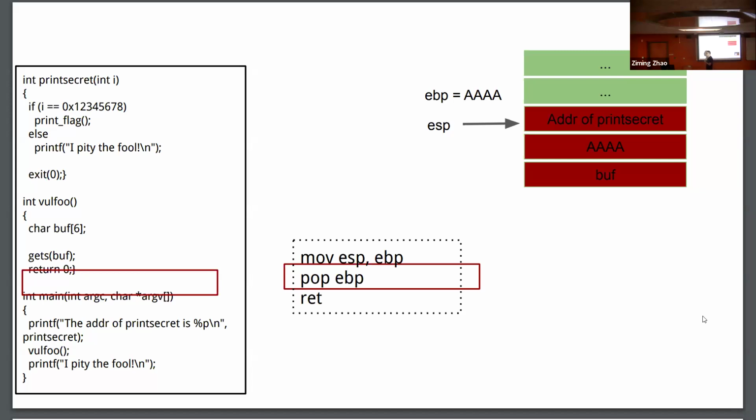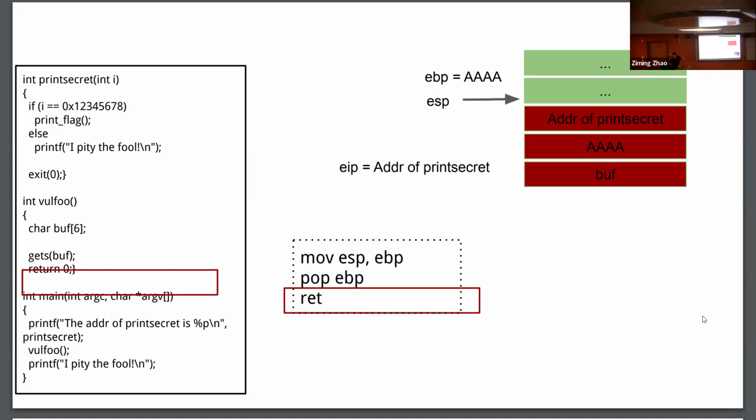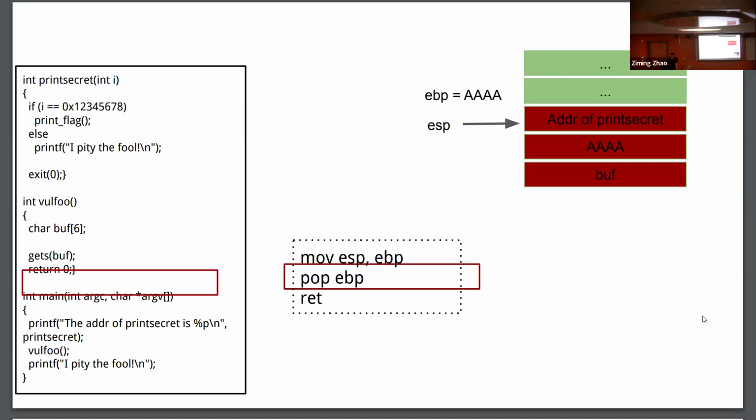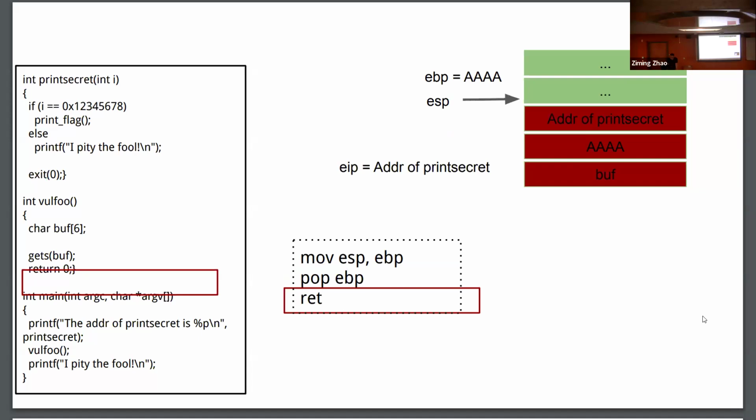So after that, we are going to return. What a return does is it's not going to change the value of EBP. So EBP stays as 4 A's, but the EIP will change. Now we have the address of print secret there. And the ESP, because a return is also a pop, right? The ESP will move up to this place.